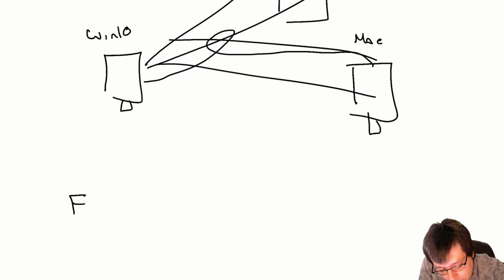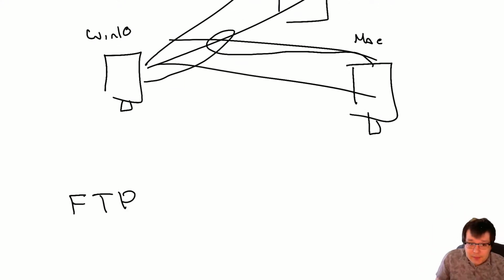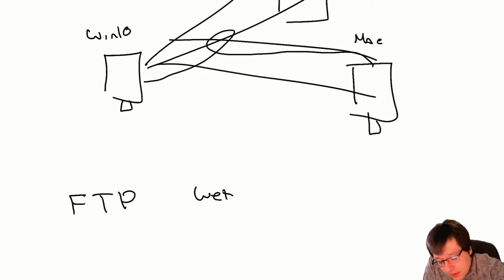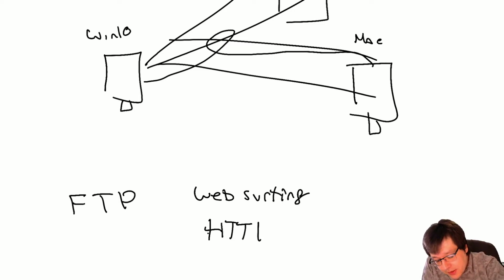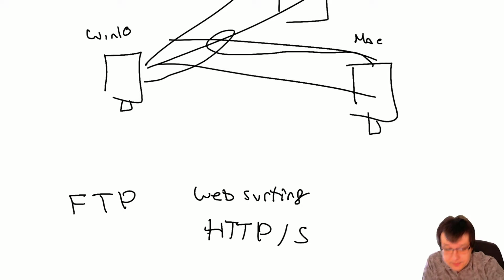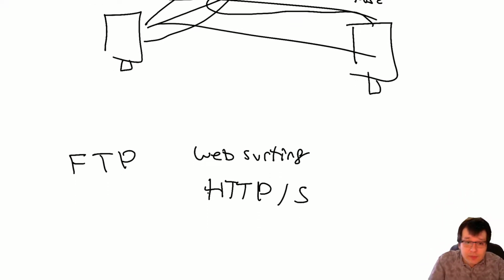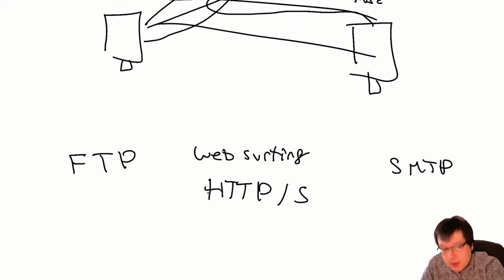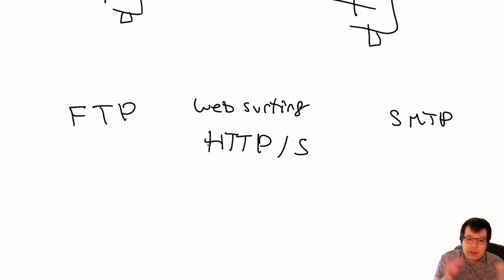So for example, for file transfer, we have FTP, the File Transfer Protocol, right? For web surfing, we have things like HTTP and HTTPS. When you have emails, you have something like the SMTP protocol. And for things like terminals, there are a lot of options. You could do Telnet. I don't know if SSH would fit in here, or if that would really be considered a protocol. But there are a lot of different protocols.